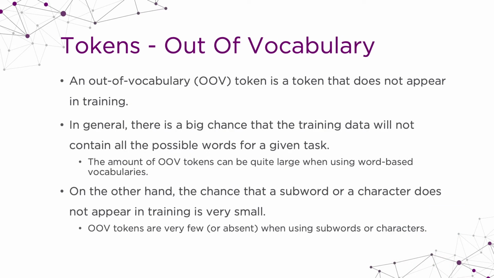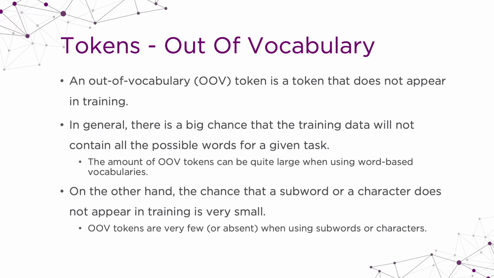The last aspect that I would like to show is the idea of an out-of-vocabulary token. An out-of-vocabulary token is a token that has never been seen in training. So the model doesn't know what to do with that token. This will definitely happen if you use words, because it's unrealistic to assume that your training data contains all the words in the world. So you will end up with out-of-vocabulary tokens, and this will be a challenge for your model.